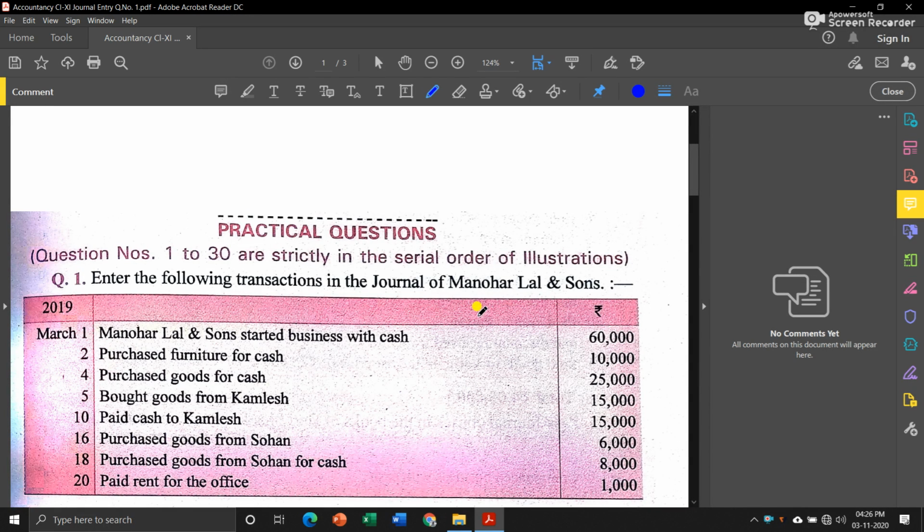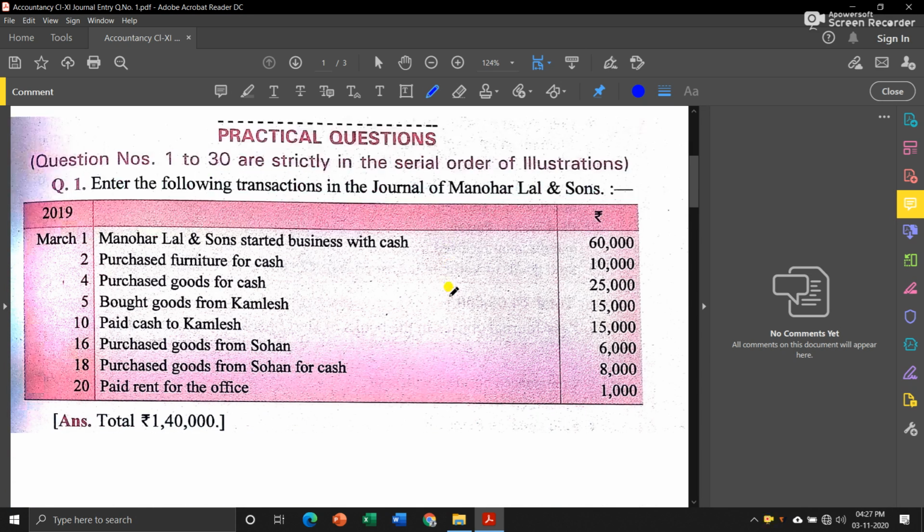Hello everyone, today we will start practical questions for journal, and the question that I have taken today is question number 1 from your practical questions. Now first let us see the question. Enter the following transactions in the journal of Manohar Lal and Sons. There are some transactions given to us.